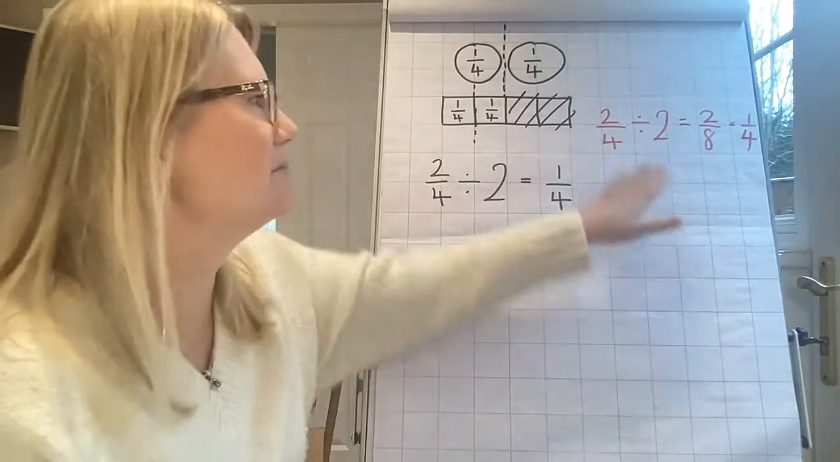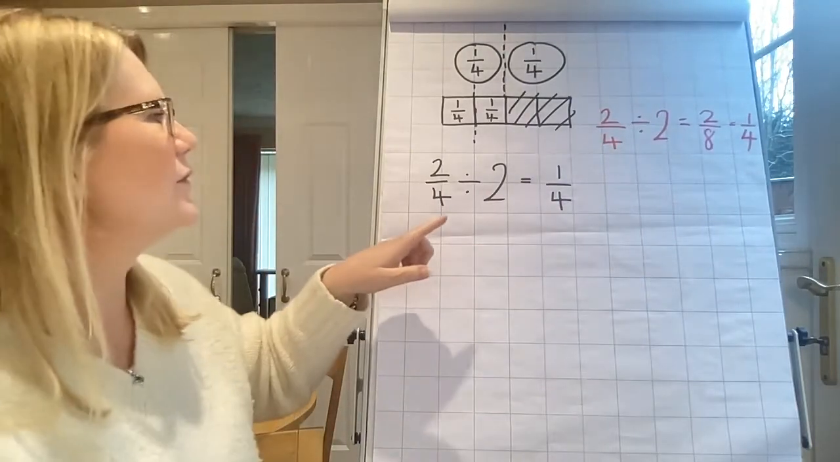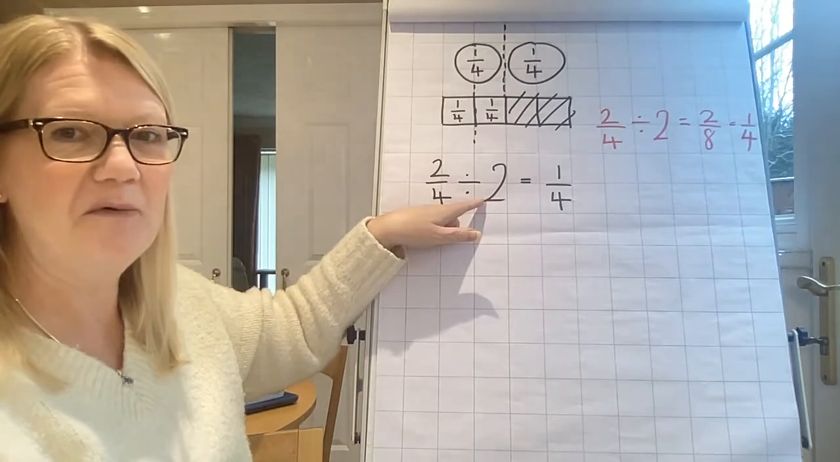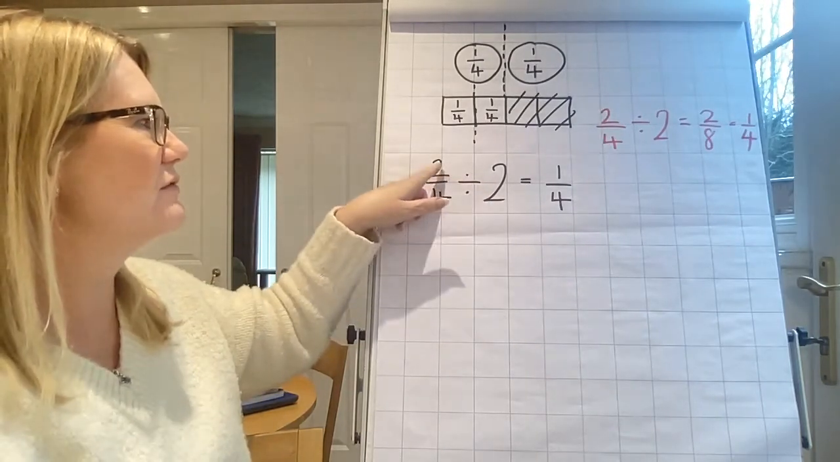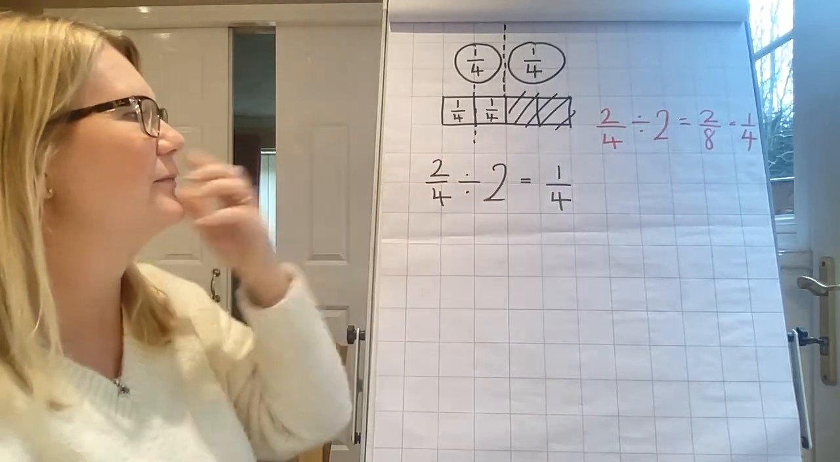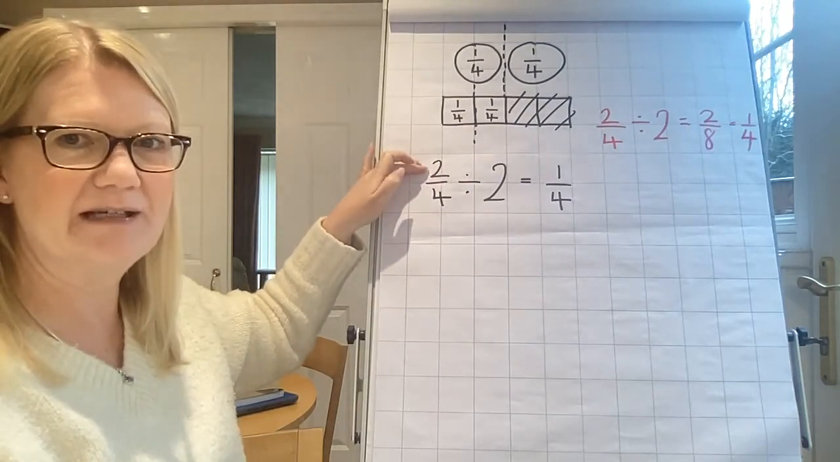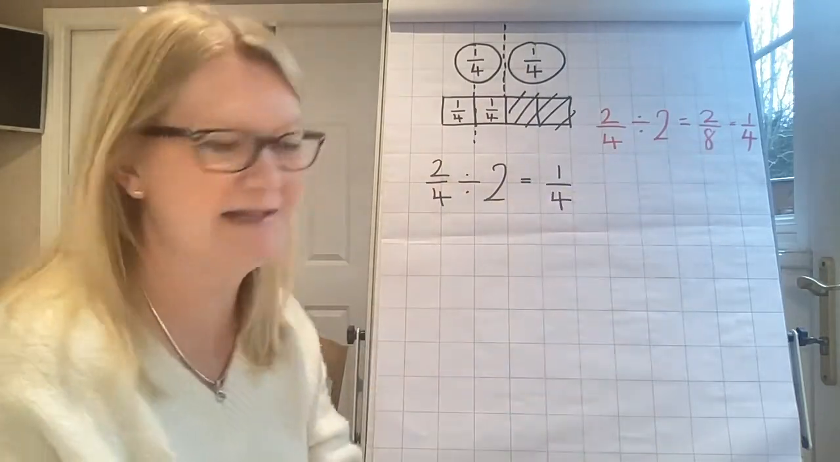So you can still multiply your denominator, but if your numerator and your divisor are equal, you can literally just share the fraction. So 2 divided by 2 is 1. So this time we're dividing the numerator, okay? Or you could do it the same way.